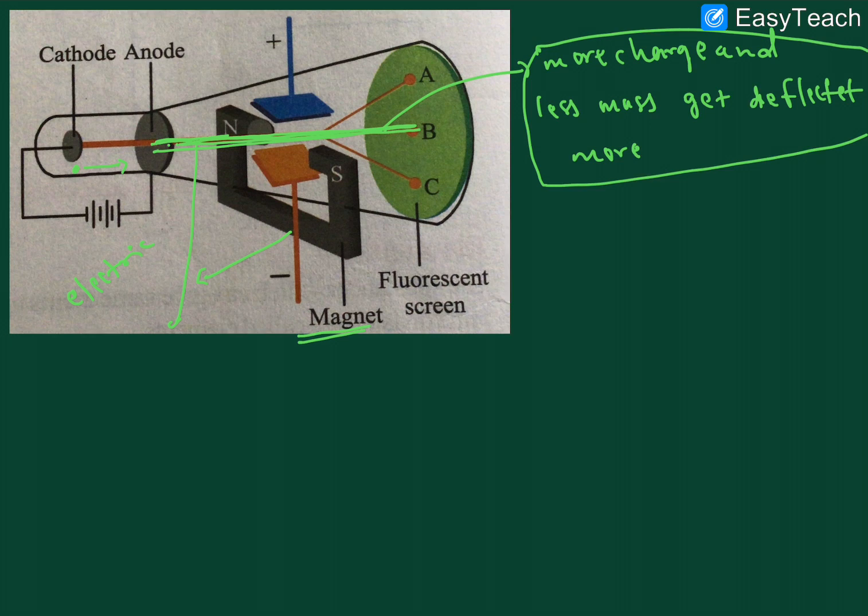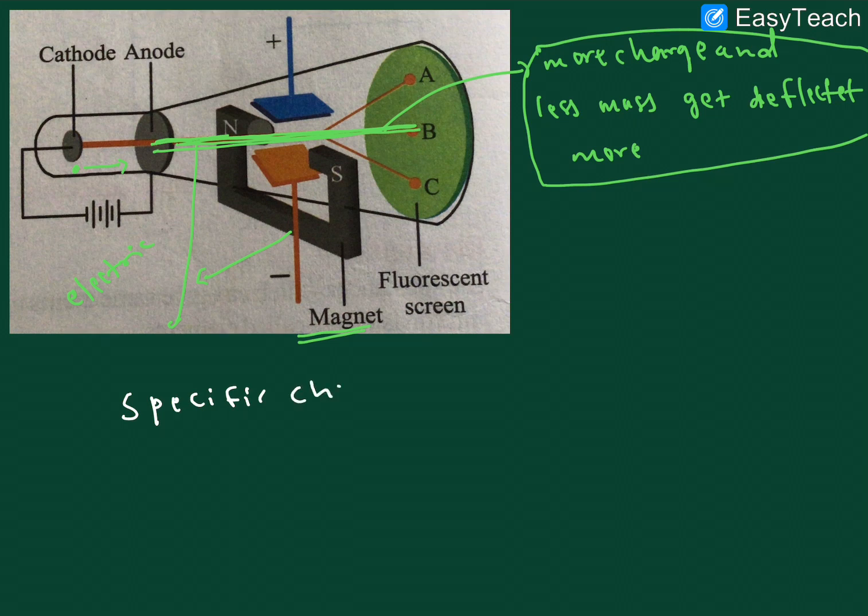Even if we apply a high electric voltage, it gets deflected. So why are we calculating the charge to mass ratio? The more the charge and the less the mass, the more it gets deflected. I hope this point is clear. This is nothing but the specific charge, or e/m ratio.